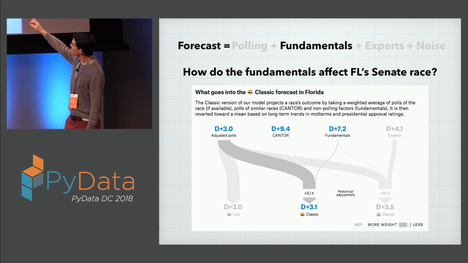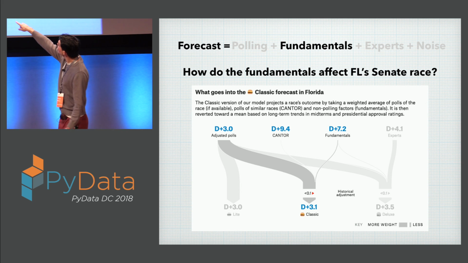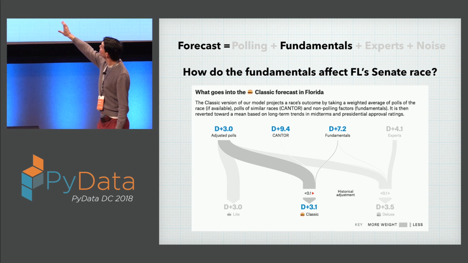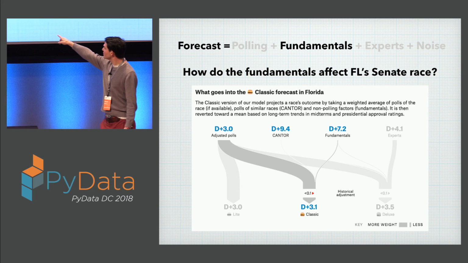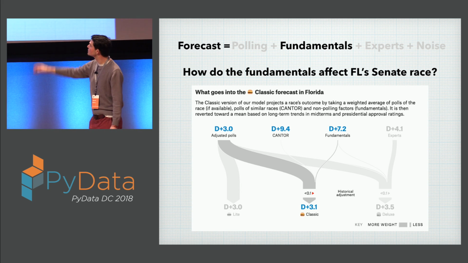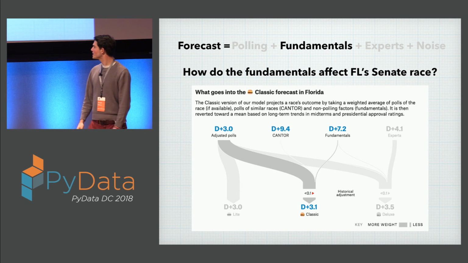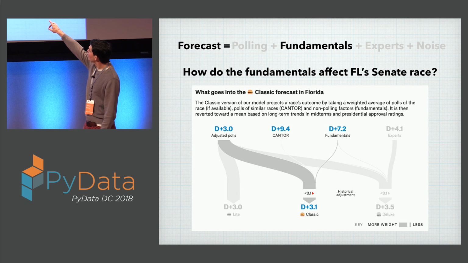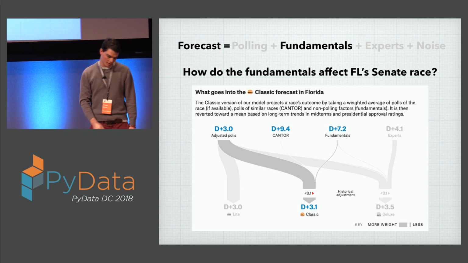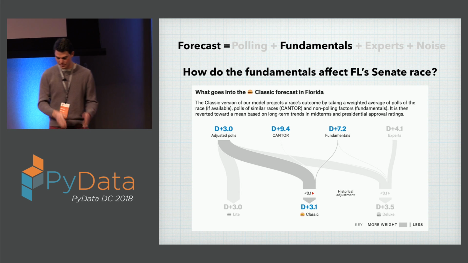And if we look at the net result of how that affected the prediction for the Florida Senate, we see that it slightly shifts things more democratic overall. The fundamentals are far more democratic given the national mood and some of the other things we saw on the slide.